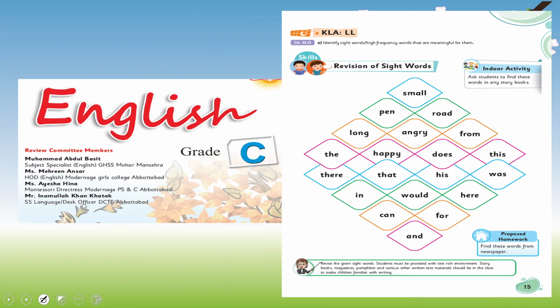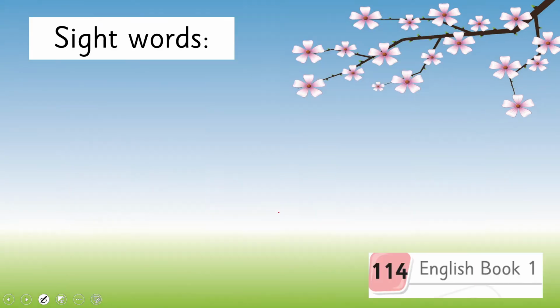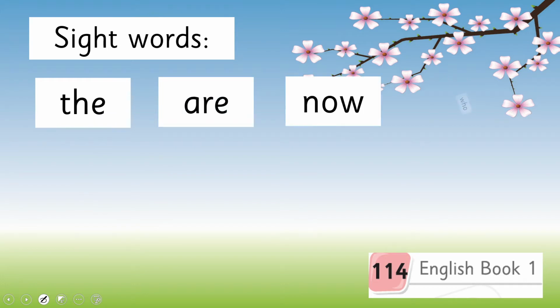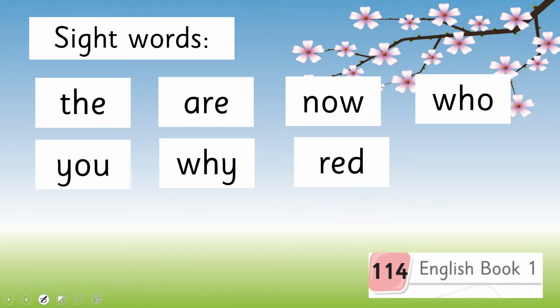In your previous class, English for grade 1, you have learnt about sight words, and in unit 4, lecture 4, I taught you about 1 and 2 syllable words. So I hope you remember these concepts and you know what sight words are. Remember? These were the sight words we read in that lecture. I'm just showing you again, just so that you can recall all the words.